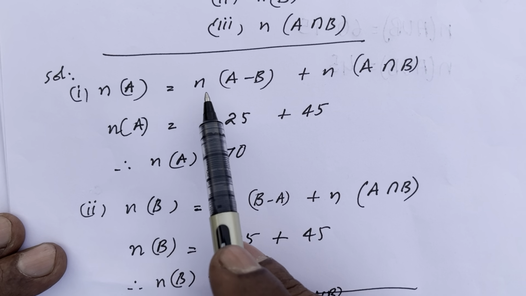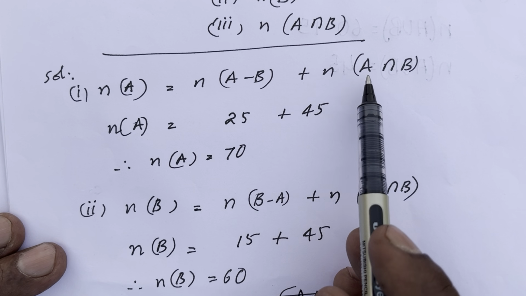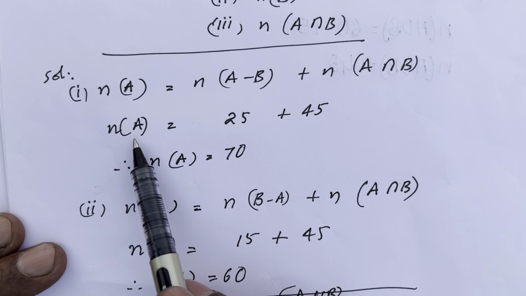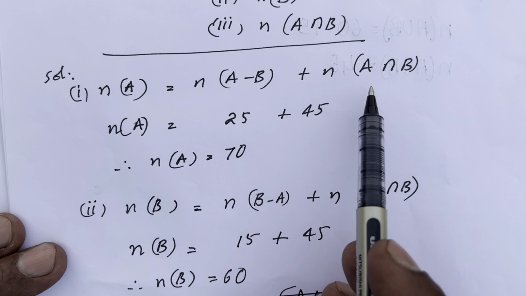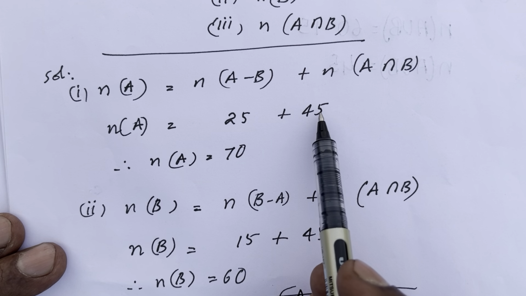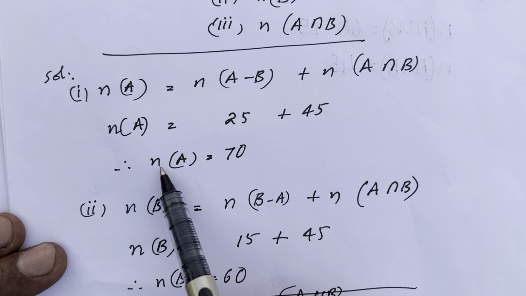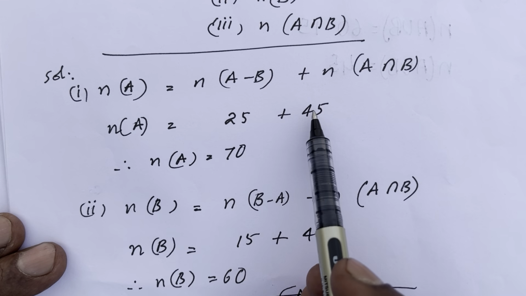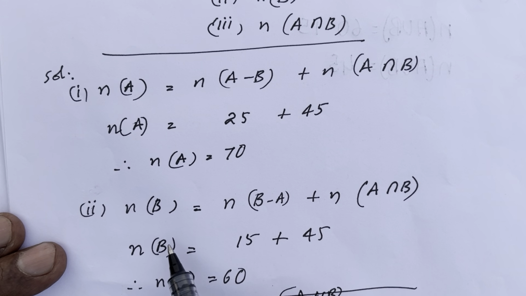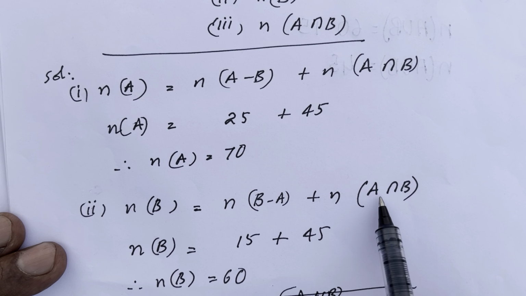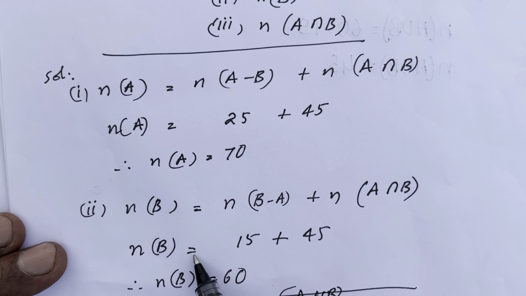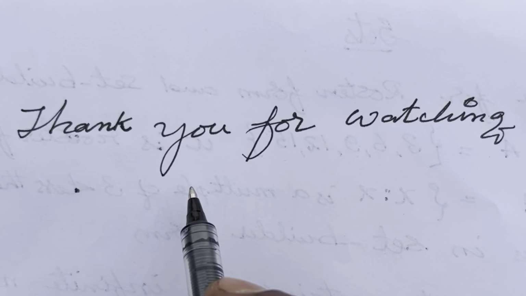n of A is equal to n of A minus B plus n of A intersection B. Now n of A is equal to n of A minus B value 25 plus n of A intersection B value 45. And therefore n of A is equal to 25 plus 45, 70. And comes to the point of the second part, n of B is equal to n of B minus A plus n of A intersection B. Now n of B is equal to 15 plus 45, n of B is equal to 60.